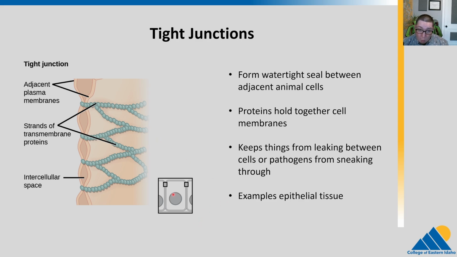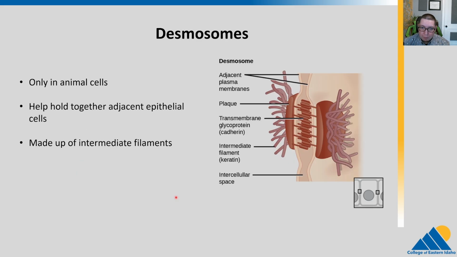Okay, so that's where we need waterproofing, real tight junctions. At other locations, we might need to hold the cells together, but not in a watertight manner. This is where desmosomes come in. Desmosomes are made up of intermediate filaments. So this is going to happen in animals, not plants. And the desmosomes, they can form a junction here between the two cells that just help keep the cells adjacent to one another. And they are not watertight, though. They're just holding them together pretty firmly, but not watertight.